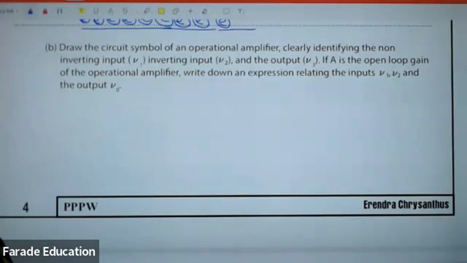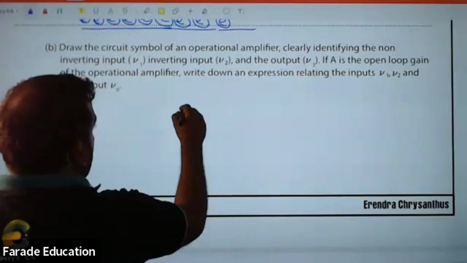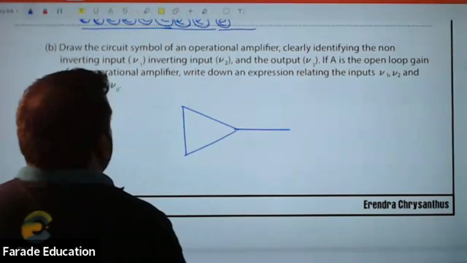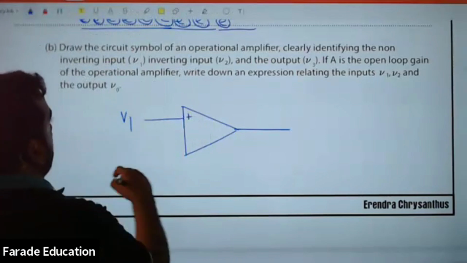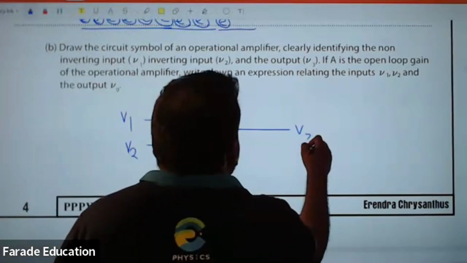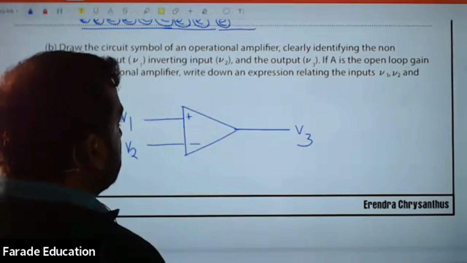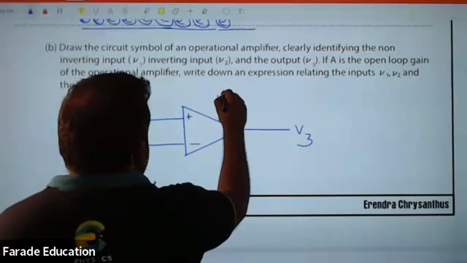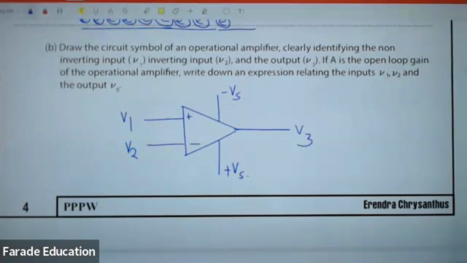Now comes the electronics question. Draw the symbol of an operational amplifier, and clearly identify all the inputs. So here you go. Non-inverting input V plus, inverting input V minus, output is V3. Here you must have the negative supply voltage, and here you can have the positive supply voltage. Clearly identify the symbols. I have drawn it correctly.